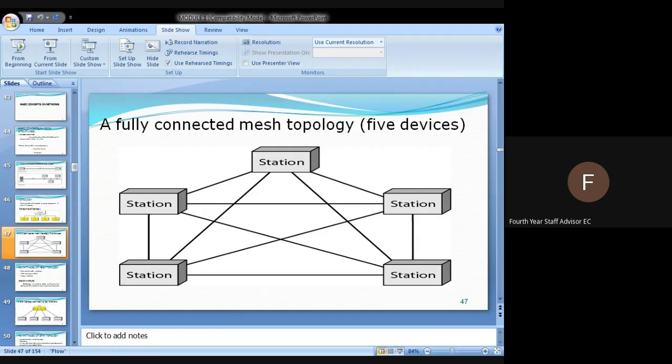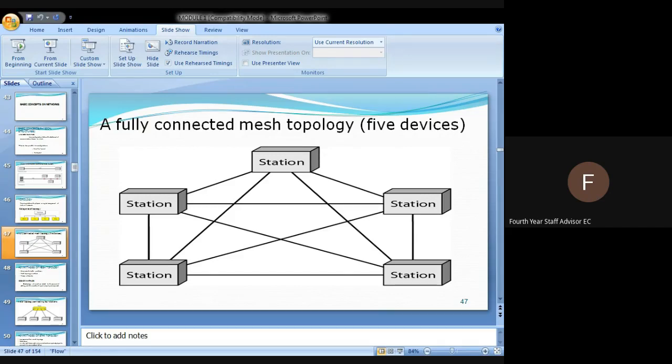So if you have 5 stations, you can have 10 links in that. Okay, so the diagram shows that one. What a mesh topology means is, between stations, you are having a dedicated point-to-point connection between 2 stations. Now the traffic is only meant for those 2 stations.